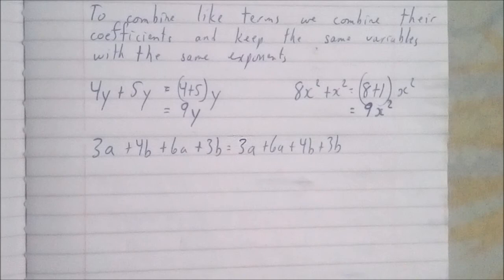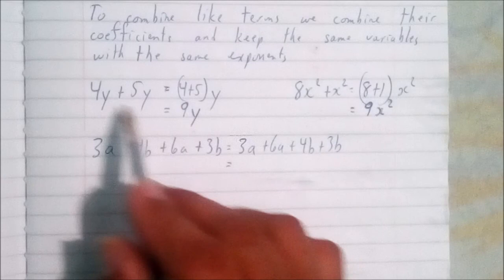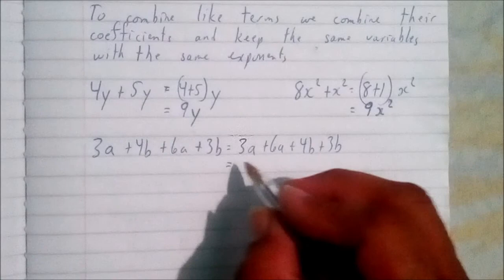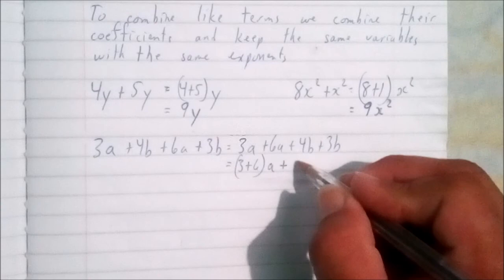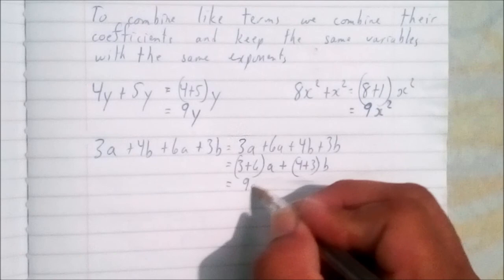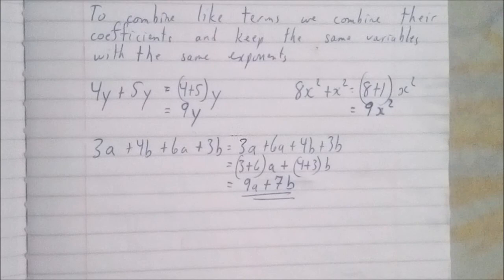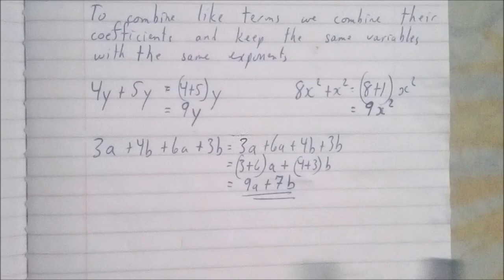So now we apply this rule that if you notice the coefficients is what you will be combining. So here it's (3 plus 6) a, then plus (4 plus 3) b, giving us 9a plus 7b. And that's our solution for that one there. Notice we can combine them, right? So you need to move them around so that they're much closer together so you can work them out.